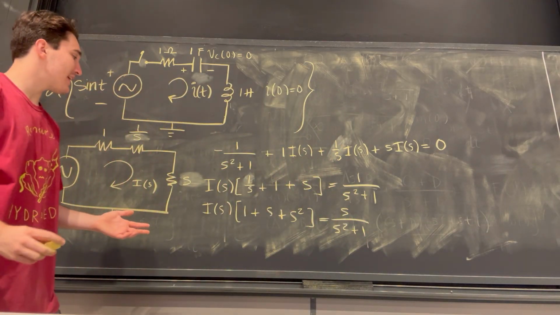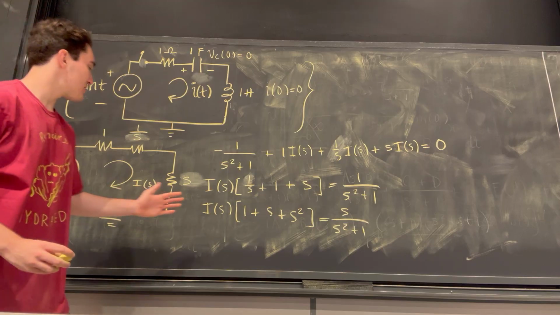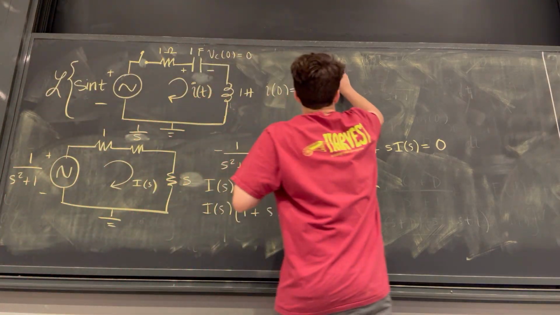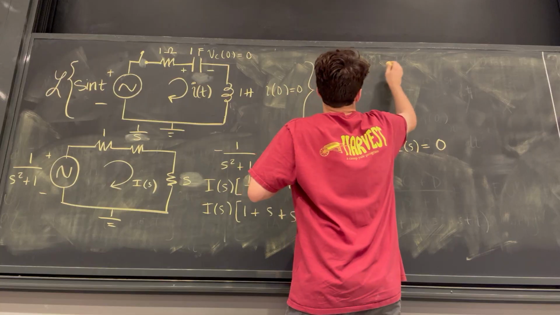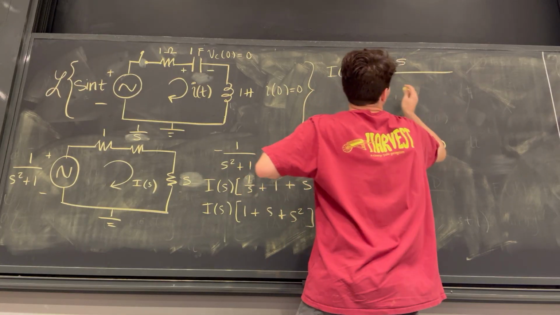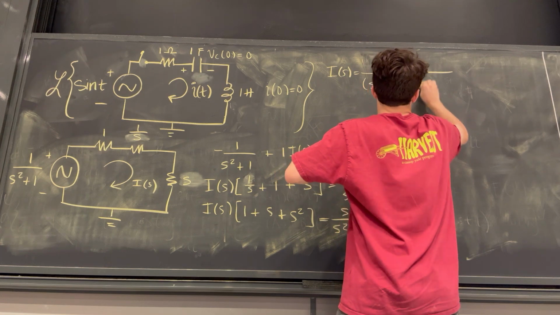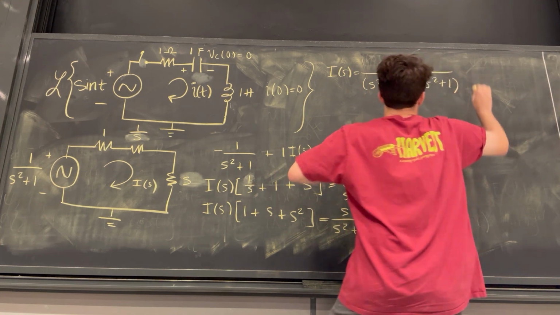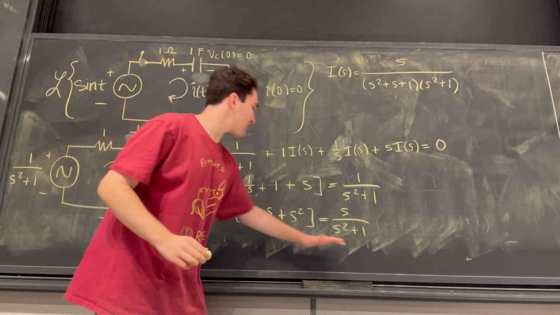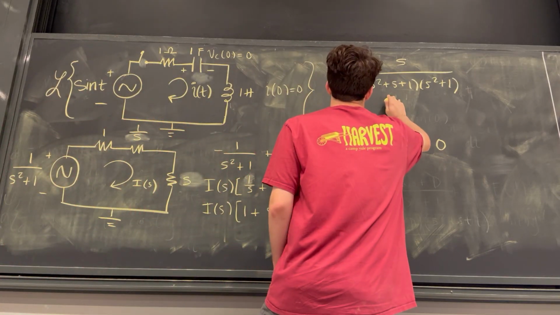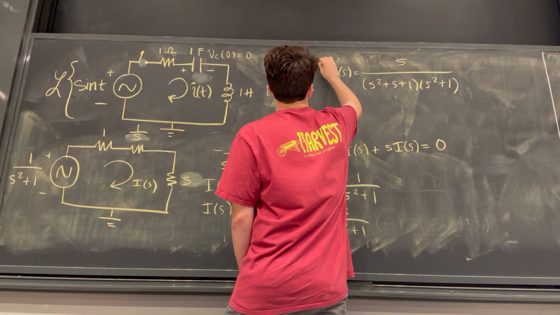Okay, and then finally, let's just isolate I of s. So I'm finally just going to get that I of s equals s all divided by s squared plus s plus 1 all over s squared plus 1. That's just moving this from the left-hand side to the right-hand side. So this is going to be my final expression for the current in the Laplace domain.